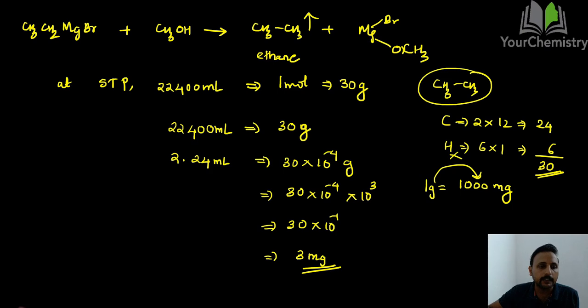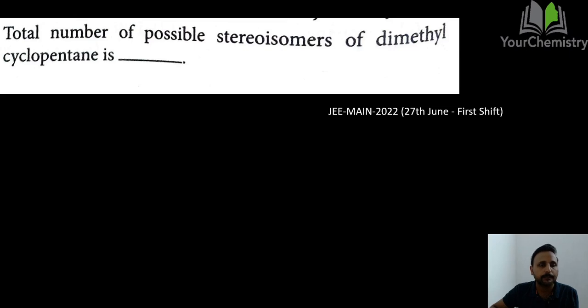So if you see the balanced equation, the compound formed is what? Ethane is formed, and at STP condition, 1 mole of that compound is going to occupy 22,400 ml. So 1 mole weight is 30 gram. 22,400 ml has a weight of 30 gram. So 2.24 ml will be how much? And we calculated it as 3 gram. I hope this is clear. Yes, let's go to the next question.